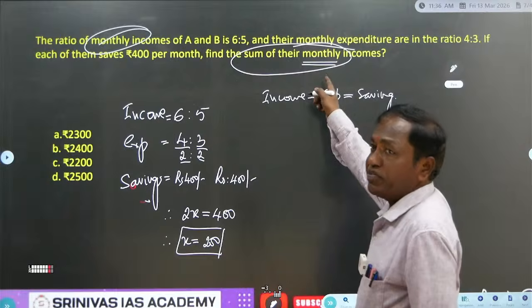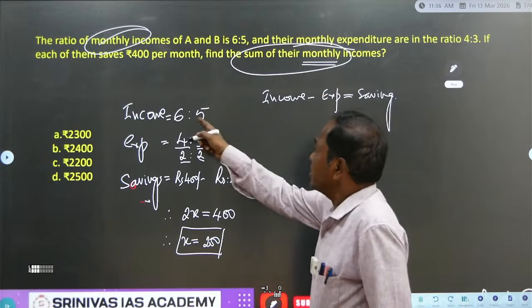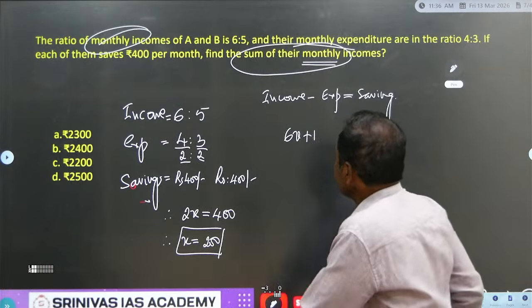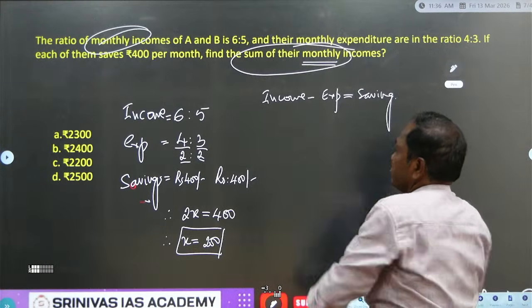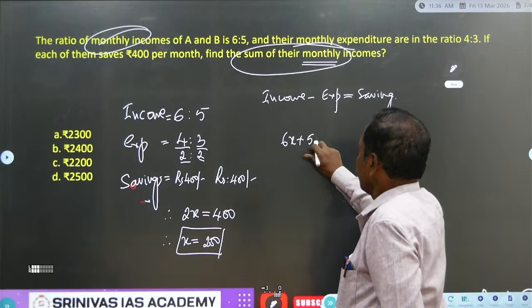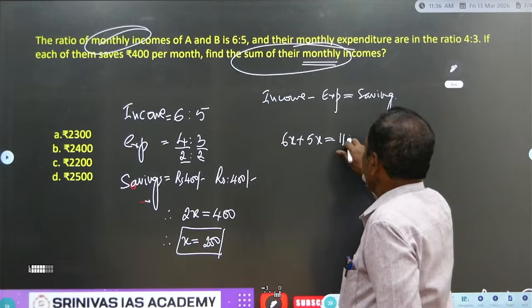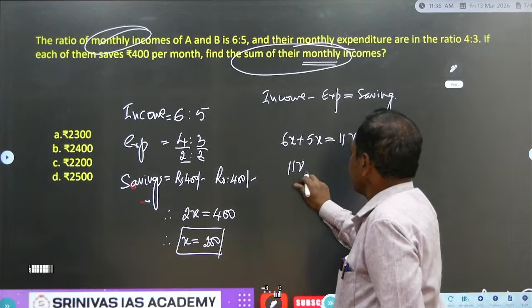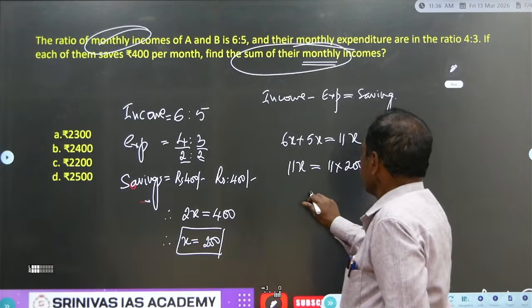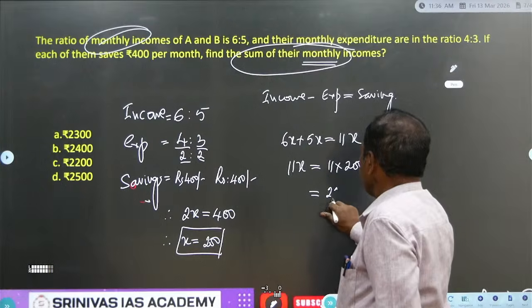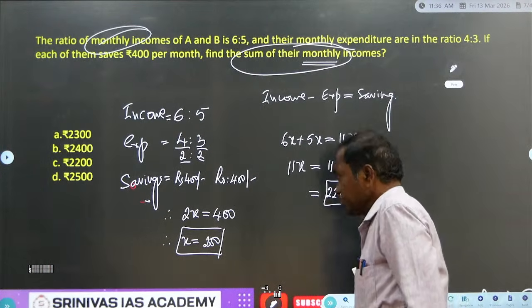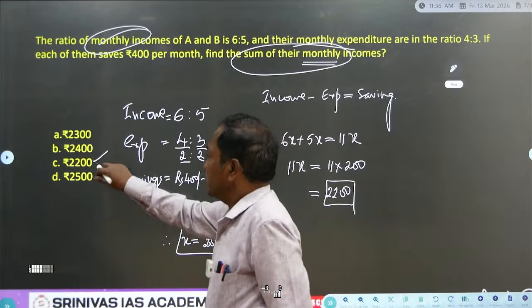Now, what is the sum of their monthly incomes? It is 6x plus 5x, which equals 11x, which is 11 into 200. So it is 2200. Option C.